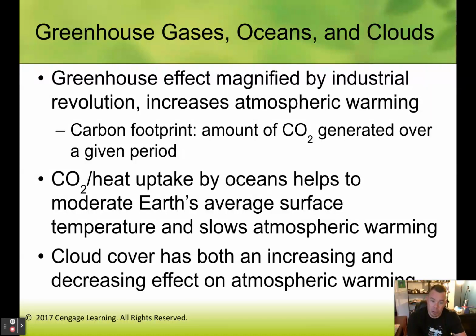Cloud cover has both an increasing and a decreasing effect on atmospheric warming. So let's talk about the increasing. There's clouds, heat comes down, heat bounces back up, the clouds keep that heat in. So that can increase the temperature. It can decrease the temperature because there's cloud cover and there's sun coming in. That sun's radiation is going to hit the clouds and bounce back off into space. So that would be a decreasing effect on temperature because it's going to be both sides.